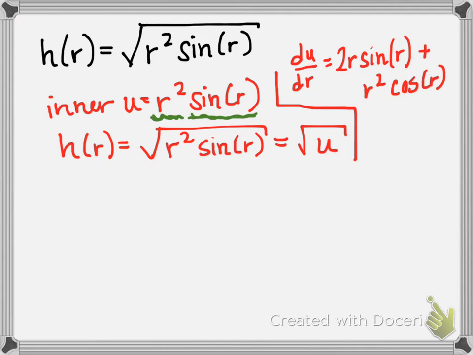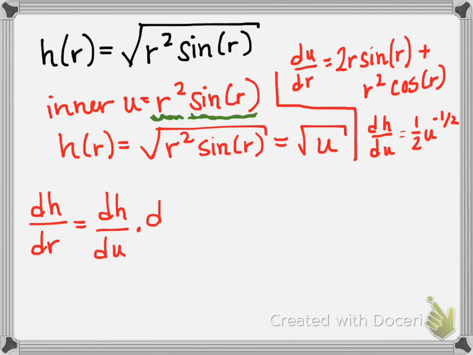And then we also need dh du, which is 1/2 u to the negative 1/2 using the power rule. Remember, we think of the square root of u as u to the 1/2 power. So let's put this all together. dh dr equals dh du times du dr. So let's fill in dh du. We get 1/2 u to the negative 1/2 times du dr.